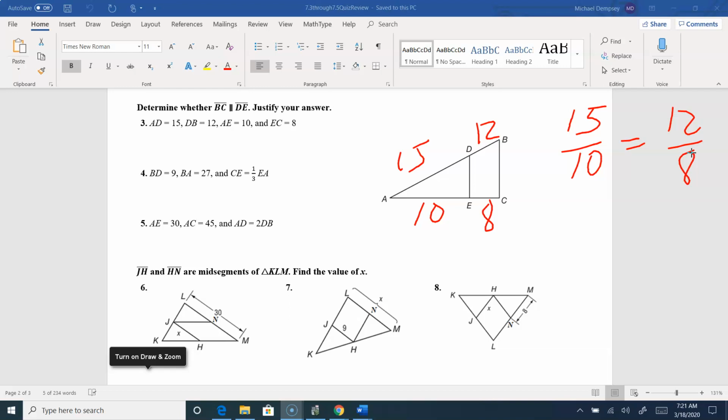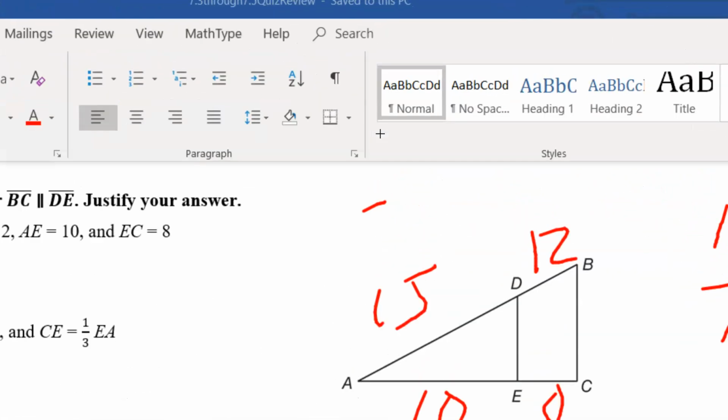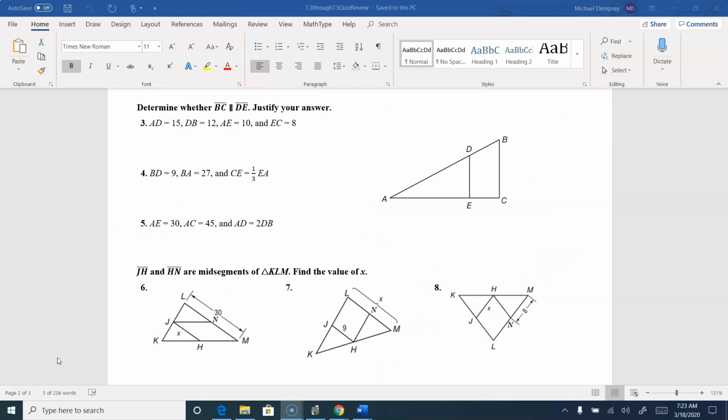Okay, or we can just simplify these ratios, right? If I divide 10 by 2, I get 5. If I divide 8 by 2, I get 4. If I divide 15 by 3, I get 5. And if I divide 12 by 3, I get 4. So both of those are in the ratio of 5 to 4. So number 3 would be yes, they're parallel, or true.